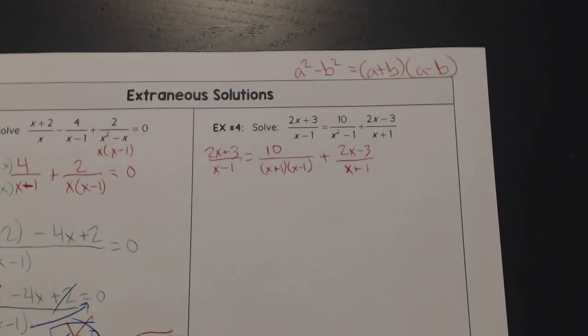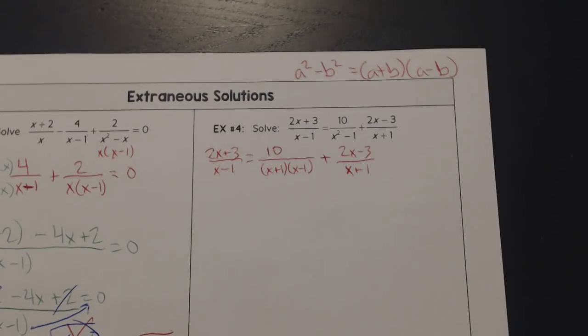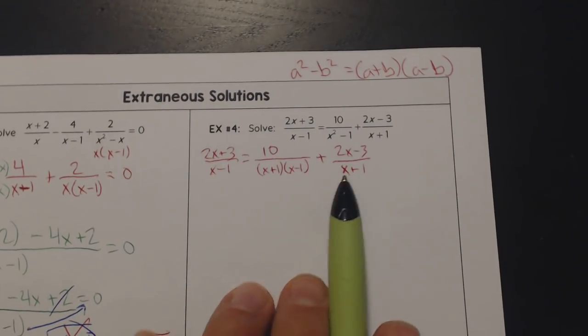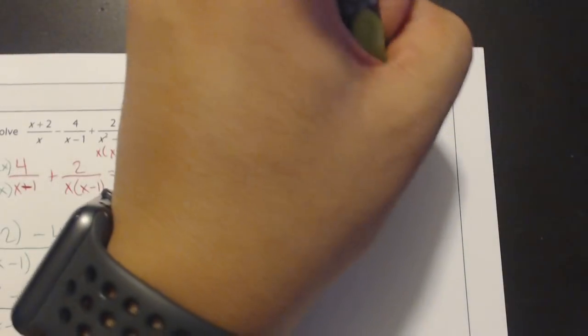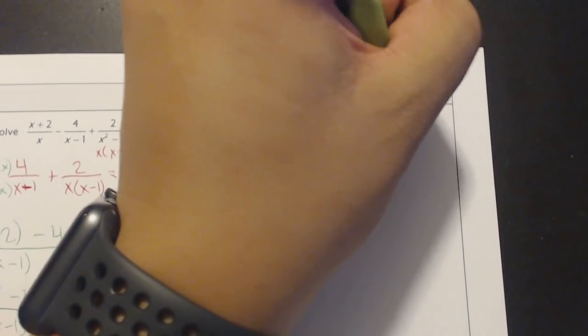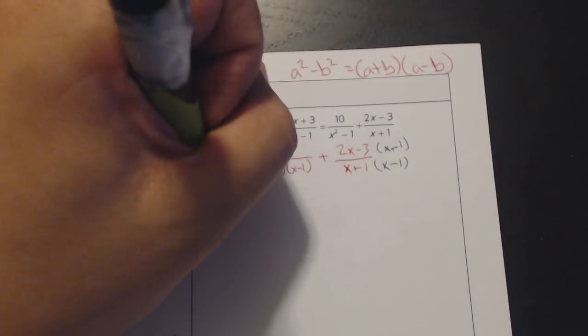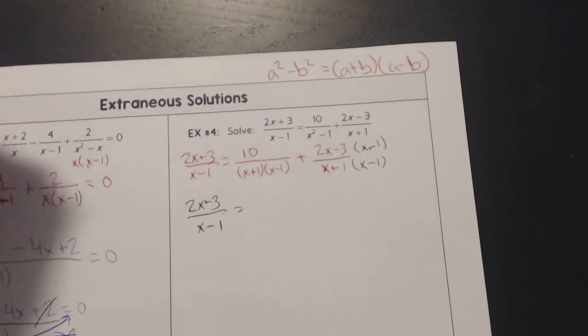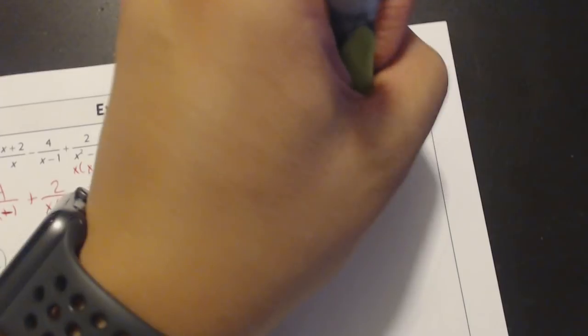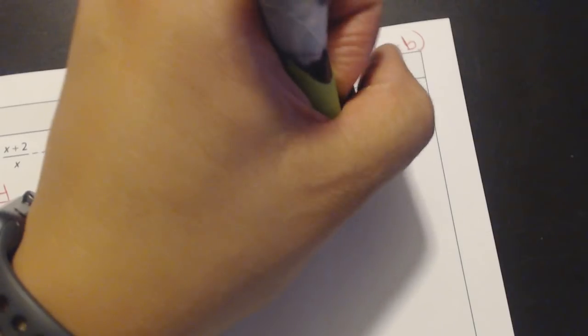Now, what I recommend here is to just focus on the side that still has the addition of fractions. So we're going to focus on this right side and get a common denominator. We realize they both have an x plus 1, but this one's missing an x minus 1. So we need to multiply x minus 1 on the top and bottom for this one. So we get 2x plus 3 on the left side over x minus 1 is equal to 10 plus 2x minus 3 times x minus 1 over x plus 1 times x minus 1.